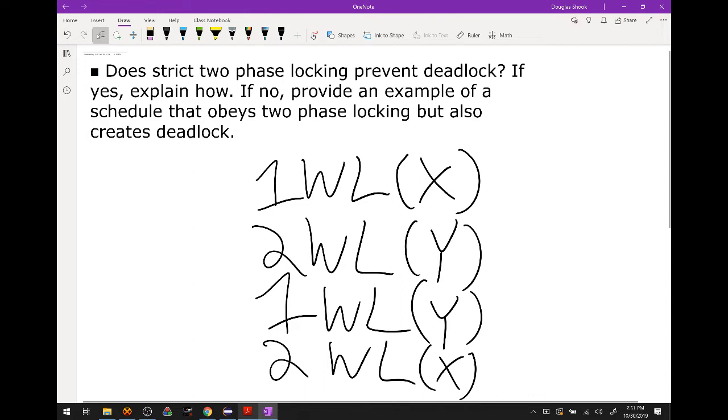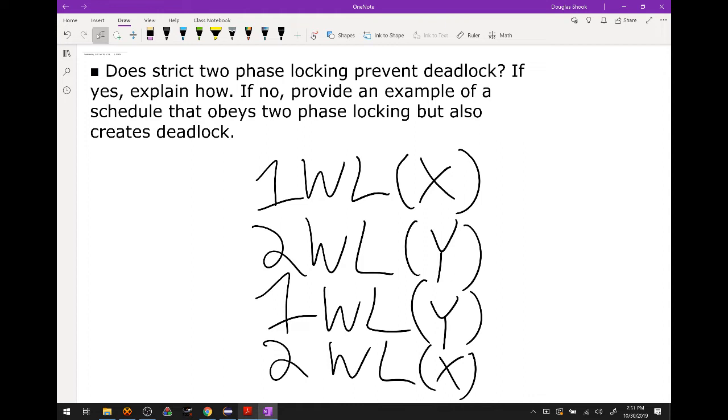Does this obey two-phase locking? Yes. I haven't released any locks. I've only acquired locks. That's all that I've done. I haven't even actually written any data. So this schedule, it's actually maybe only a partial schedule, but still, this alone is enough to prove that two-phase locking does not prevent deadlock.